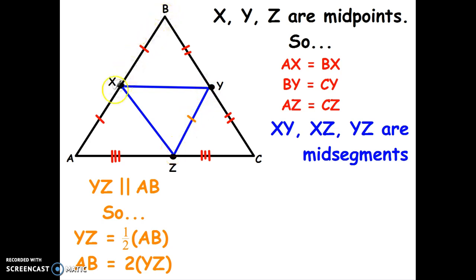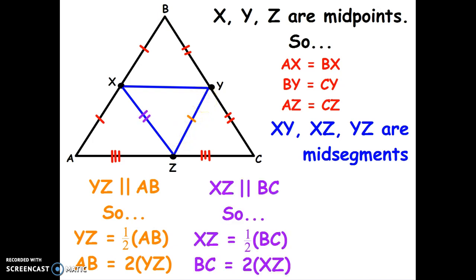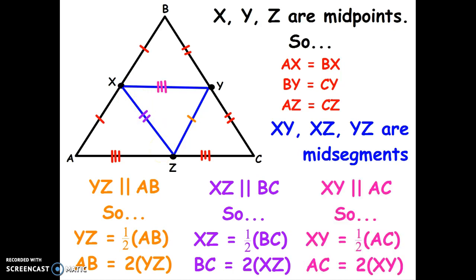YZ is parallel to AB, so YZ is half of AB, or AB is 2 times YZ. XZ is parallel to BC, so XZ is half of BC, and BC is 2 times XZ. XY is parallel to AC, so XY is half of AC, and AC is 2 times XY.